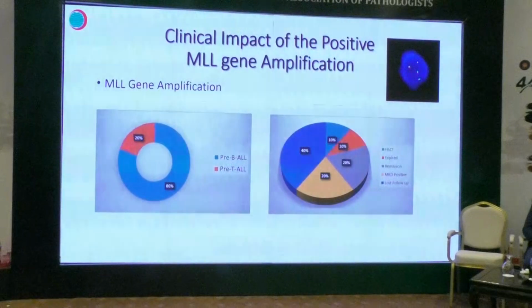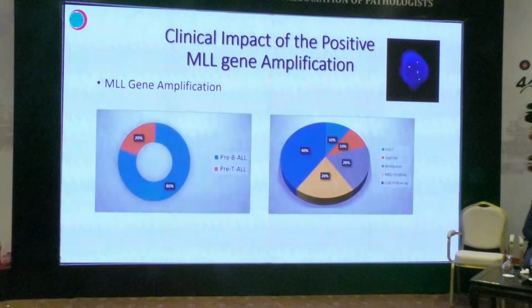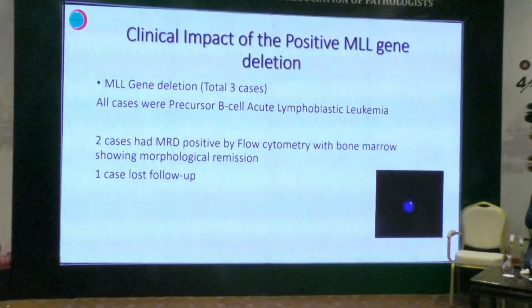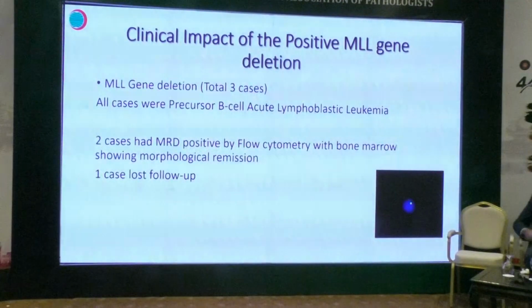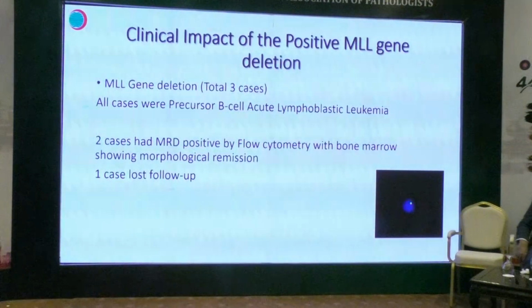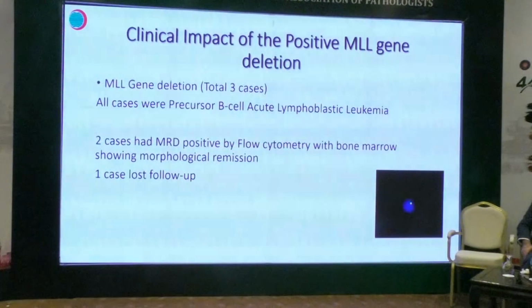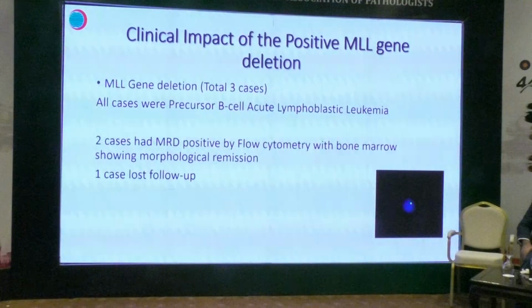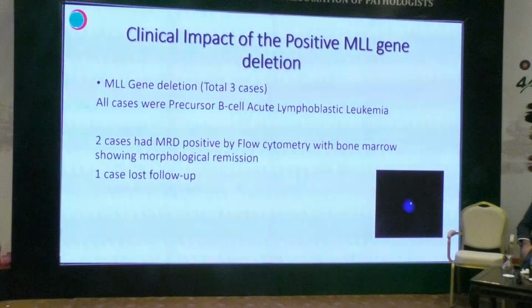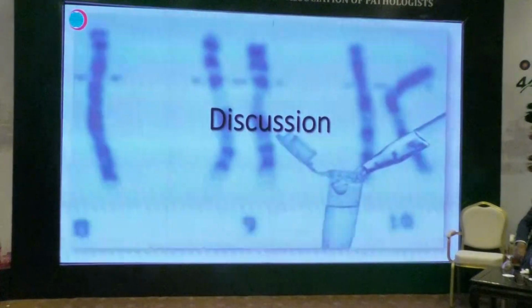One patient could make it up to hematopoietic stem cell transplant, 1 patient expired, and 2 showed disease remission. MRD was persistently positive in 2 patients, and almost 4 patients were lost to follow-up. For MLL gene deletion, we had only 3 cases, and the literature review data is still scarce. Of these, 2 cases showed MRD positivity, and 1 case was lost to follow-up.